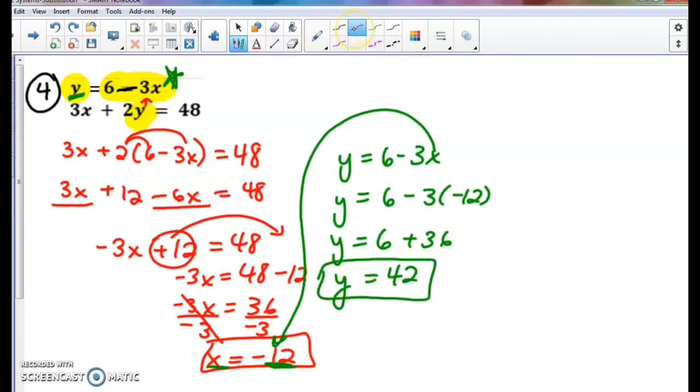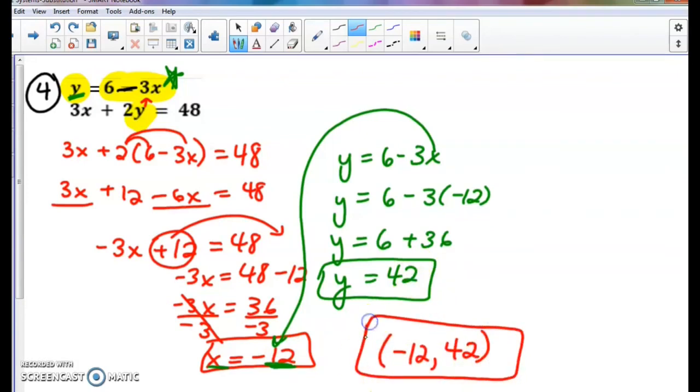Last step is to write our answer like an ordered pair. So our x value is negative 12. Our y value is positive 42. And we're all good. There's our final answer. And that finishes our notes up for today.